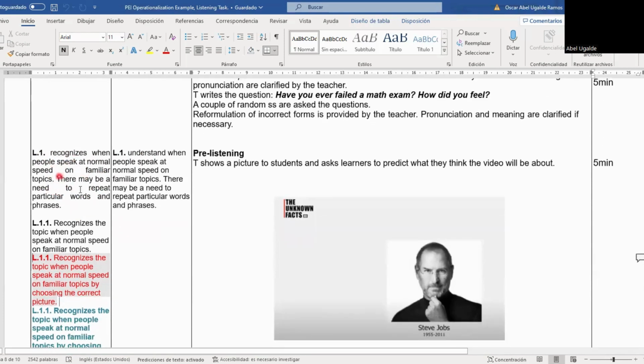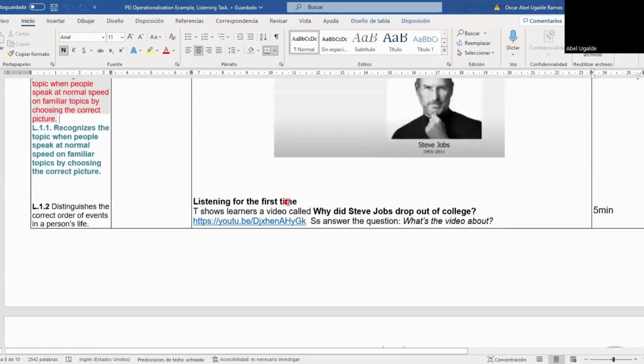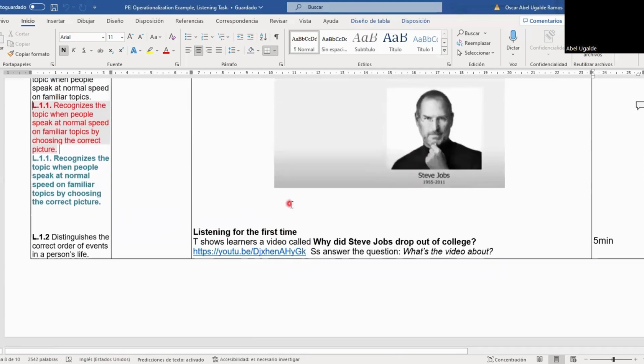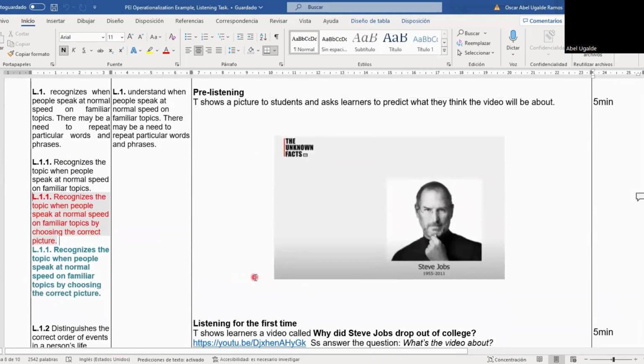So from this, and based on the activity we are doing, because on the first activity, remember that on listening we have pre-listening, listening for the first time. And in this listening for the first time, our students are going to be recognizing what the video in this case is about, a video about Steve Jobs. So this is the first indicator. And look at the code.